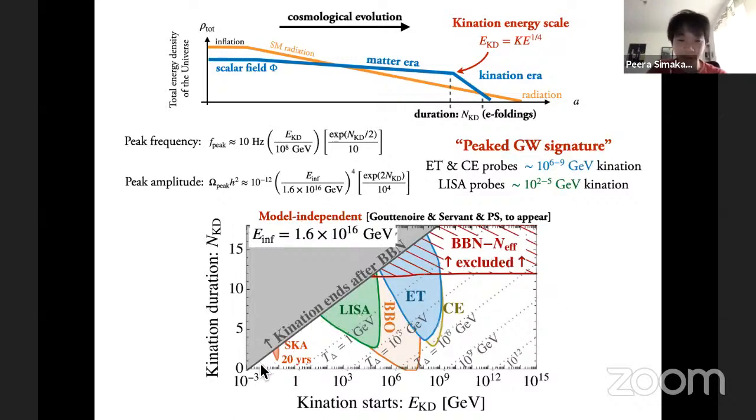Okay, but here we still have a large region that is available, and at each point in this region we can have a successful story of kination and we can generate a peaked gravitational wave signature. And any colored region here corresponds to a peak that can be observed in the future observatories. For example, LISA can probe 100 GeV to 100 TeV scale kination, whereas Einstein Telescope and Cosmic Explorer can probe 10 to the 6 to 10 to the 9 GeV.